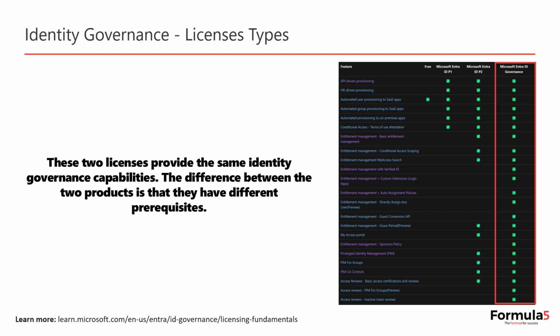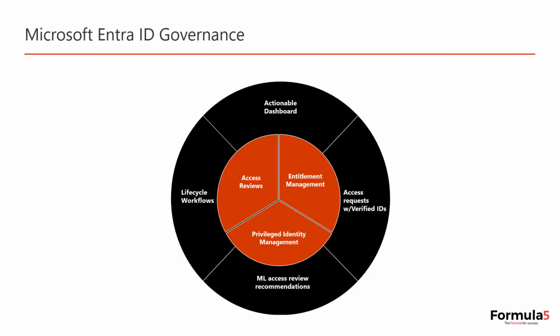And the same is true for P2. If we have a P2 license, we can buy this Entra ID Governance license, and then we will have access to all those advanced features available in ID Governance, like lifecycle workflows, for instance, or entitlement management with verified ID. I encourage you to learn more about licensing fundamentals under the link provided at the bottom of this slide, but hopefully now it's clear. So those two licenses for ID Governance provide the same features. It's only about the prerequisites and obviously about the price.